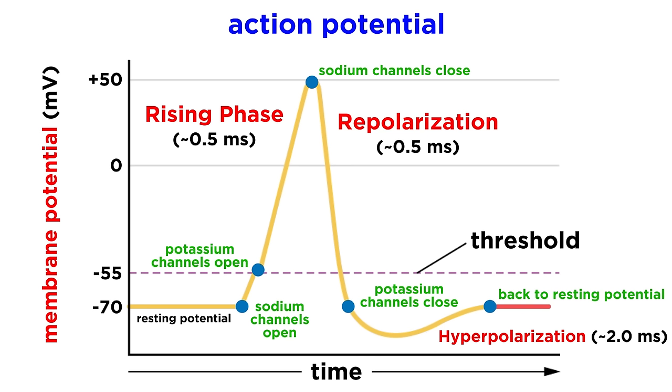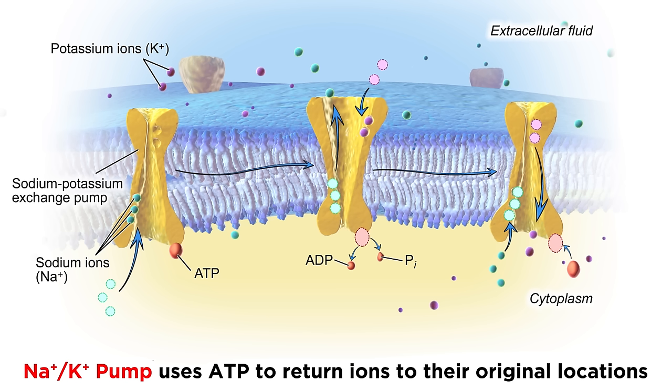After all of this activity, a variety of membrane proteins will allow ion concentrations to reset, such as sodium-potassium pumps, which utilize active transport, spending ATP and shuttling both sodium and potassium ions back to their respective sides of the membrane, thus restoring the concentration gradient that provides the resting potential.